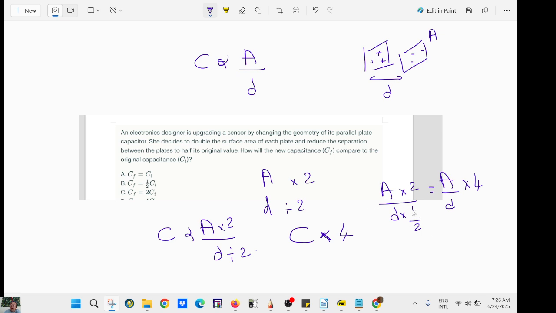Okay, so you divide by 1/2. It's like you multiply by the reciprocal. So A over D times 2 times 2 over 1. So the answer is this one, 4.